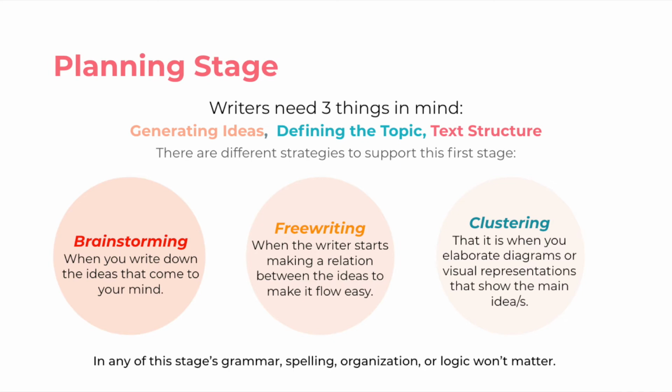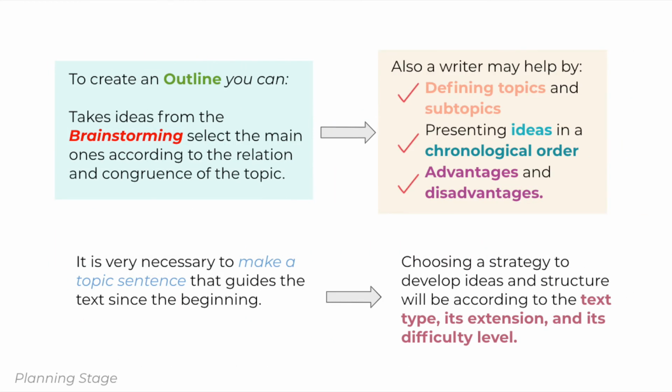Here are different strategies to support the first stage. 1. Brainstorming. 2. Free writing. And 3. Clustering. In this first stage, grammar, spelling, organization, or logic won't matter. When creating an outline, you can help yourself by defining the topics and subtopics, presenting ideas in a chronological order, and mentioning advantages and disadvantages. It is very important to make a topic sentence that guides the text since the beginning. To choose a strategy for your text, you need to know its extension and its difficulty level.